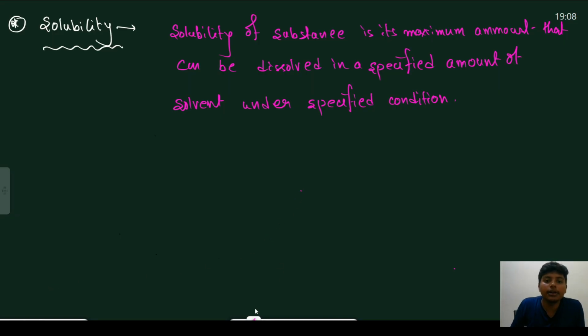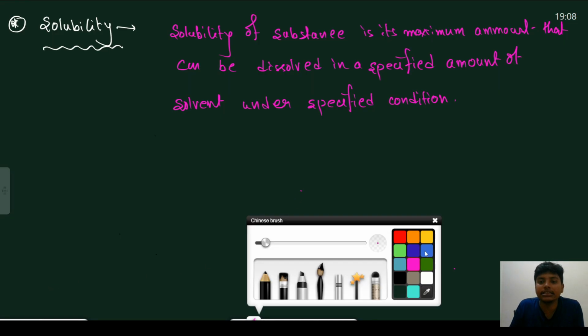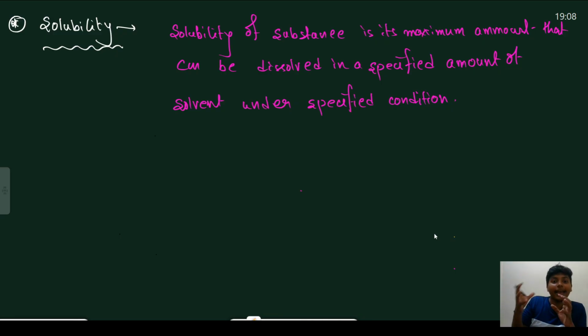Clear? So solubility of a substance is its maximum amount that can dissolve in a specified amount of solvent under specified conditions. Specified condition means that either temperature will be specified or pressure should be specified.